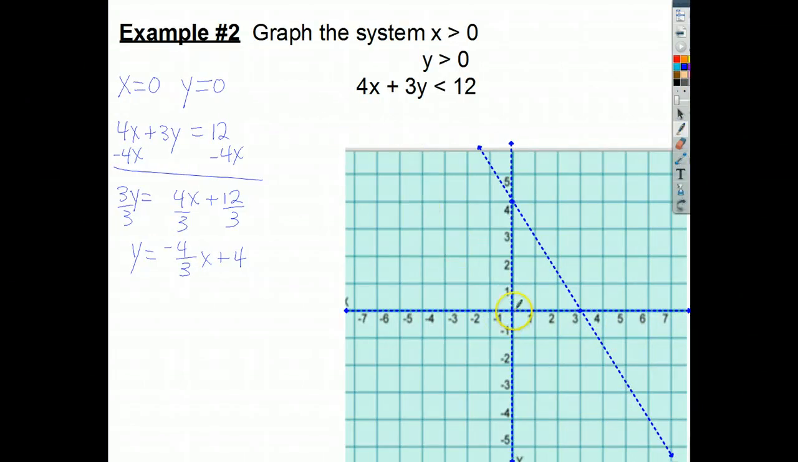Now, the origin will work for this line. It's a point off of the line. So we can put the origin in here, and we put 0 in for x and 0 in for y. We get 0 is less than 12. Okay, which is true. So the origin is a solution.